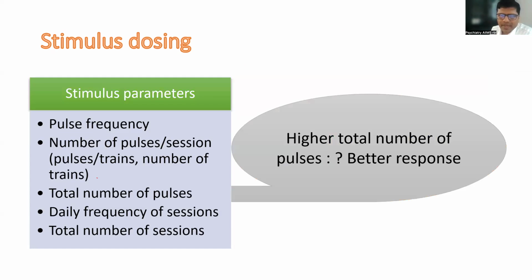Then, the total number of pulses is another indicator of treatment outcome. If you give more pulses, it gives a better outcome. There are some early evidences, but more research is required to substantiate them. The evidence supports that, suppose somebody is receiving 10,000 pulses over a period of 2 weeks over 10 sessions, and somebody else is receiving 20,000 pulses over 2 weeks over 10 sessions. If you are giving a higher total number of pulses, the outcome is likely to be better.